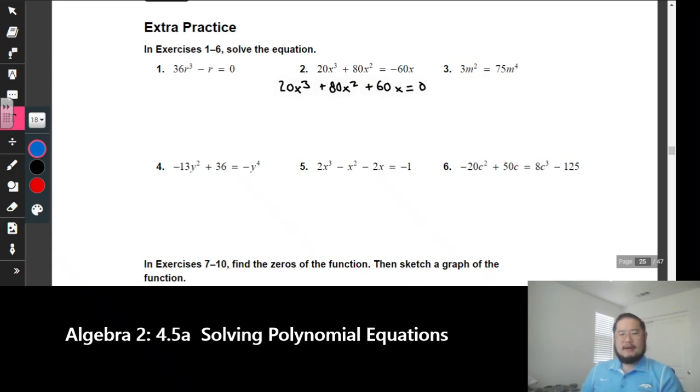So what can I do now? Always look for GCF first. Looks like I could factor out a 20x.